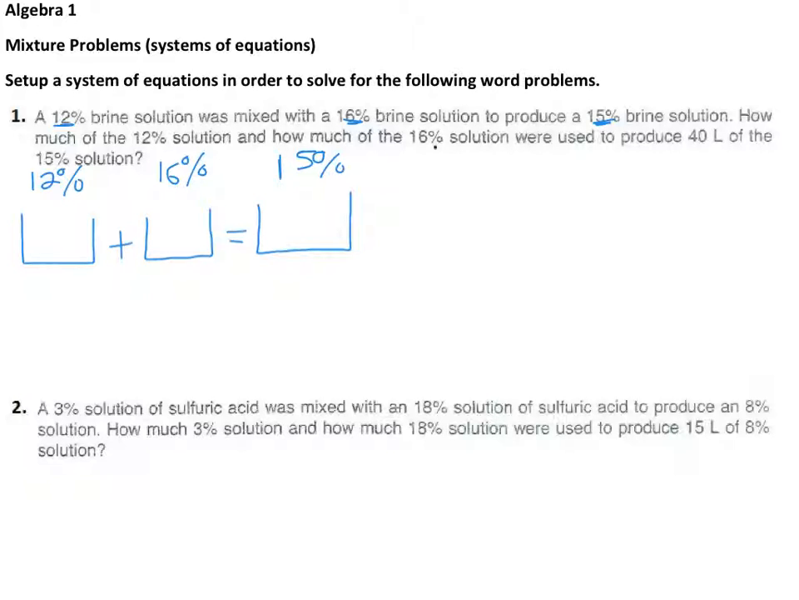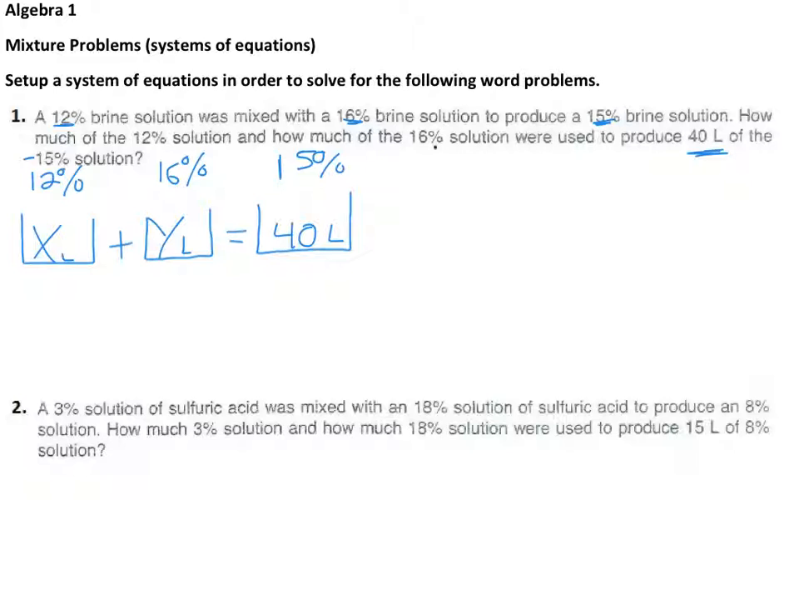Okay, then the question is saying how much of the 12% solution and how much of the 16% solution were used to produce 40 liters of the 15% solution. Next number that we have is just 40 liters. Well, 40 liters of what? It tells us it's 40 liters of the 15% solution, so we're going to put 40 liters right here. Now, what we want to find is how much of the 12% solution and how much of the 16% solution we need. I don't know what those are, so those are the unknowns. So I'm going to put x liters, and then y liters for the 16% solution.